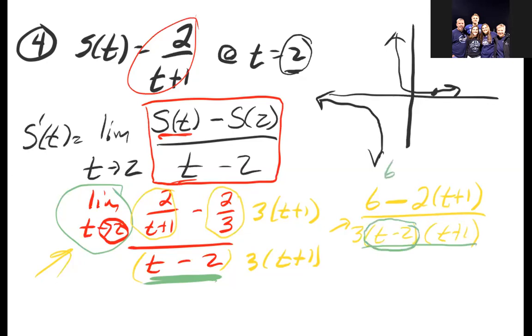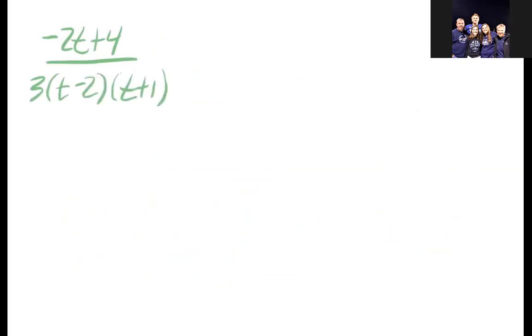This would be 6 minus 2t minus 2, wouldn't it? Okay, that turns out to be negative 2t plus 4. And then we have that over 3 times, oops, I'm running out of room here, so I'm going to go to the next page. Let me check what I have: negative 2t plus 4 over 3 times t minus 2 times t plus 1. I think that's what we have.